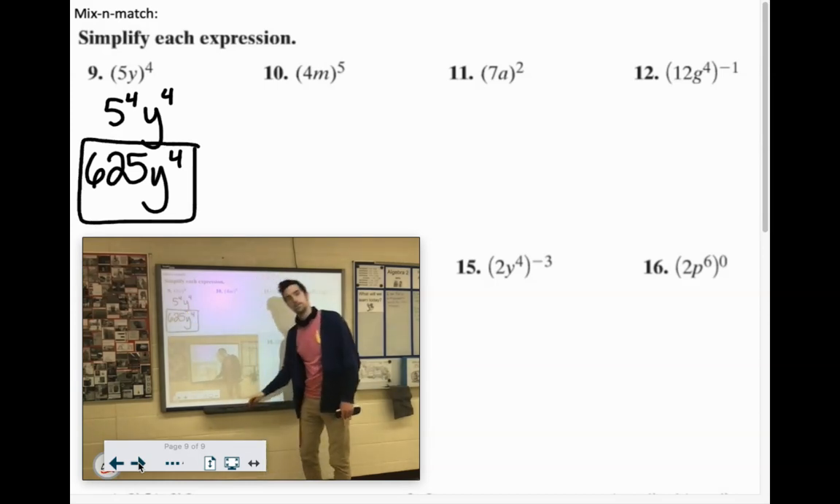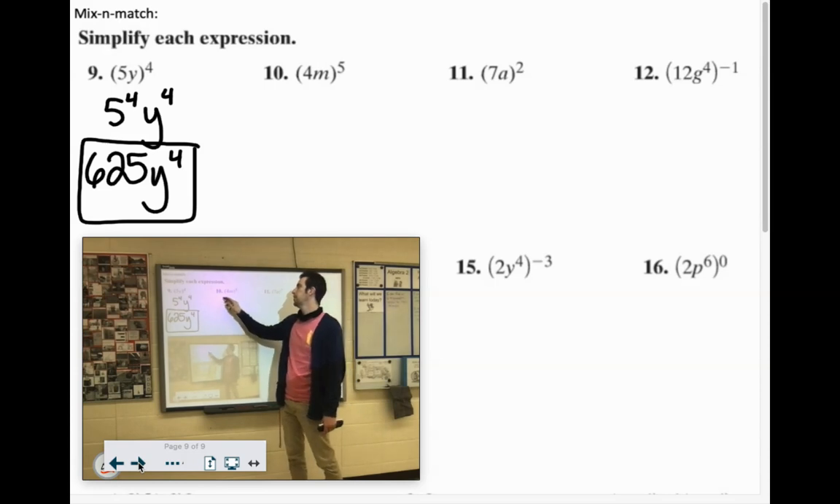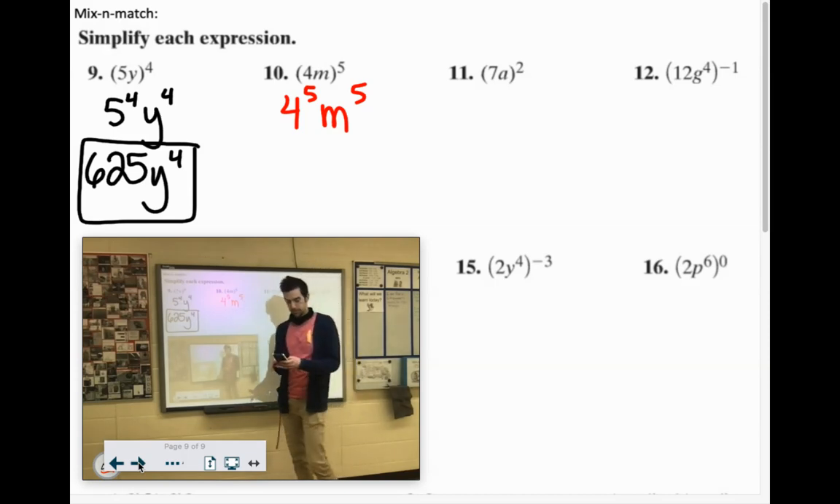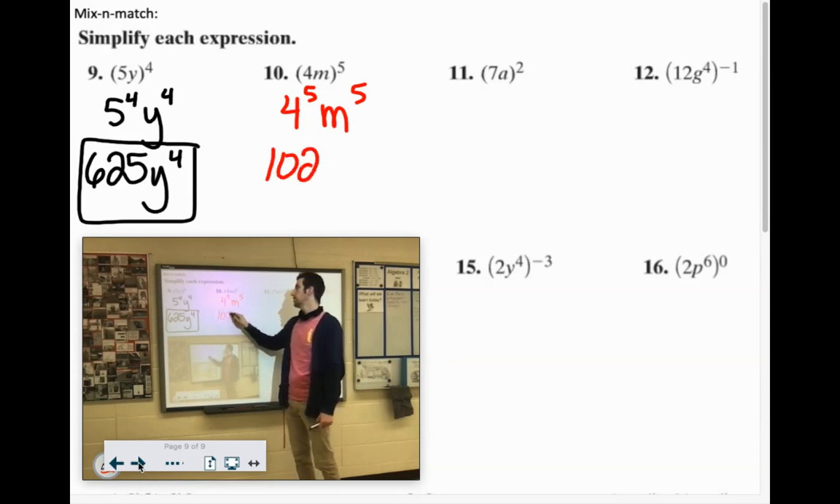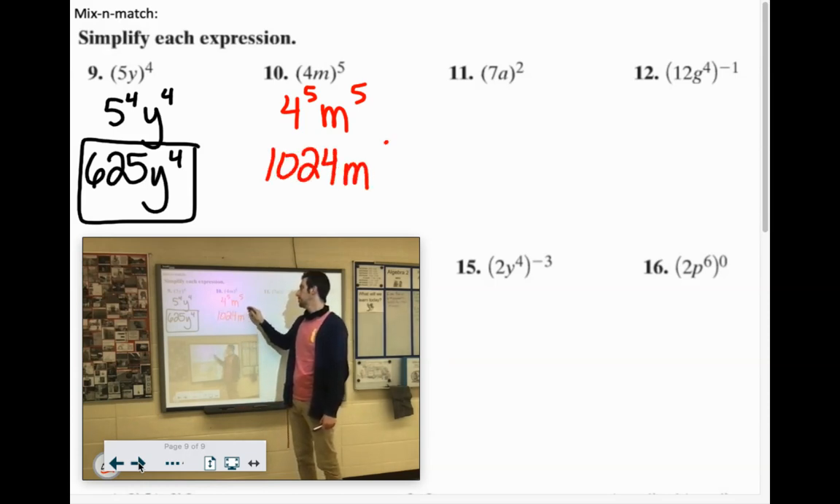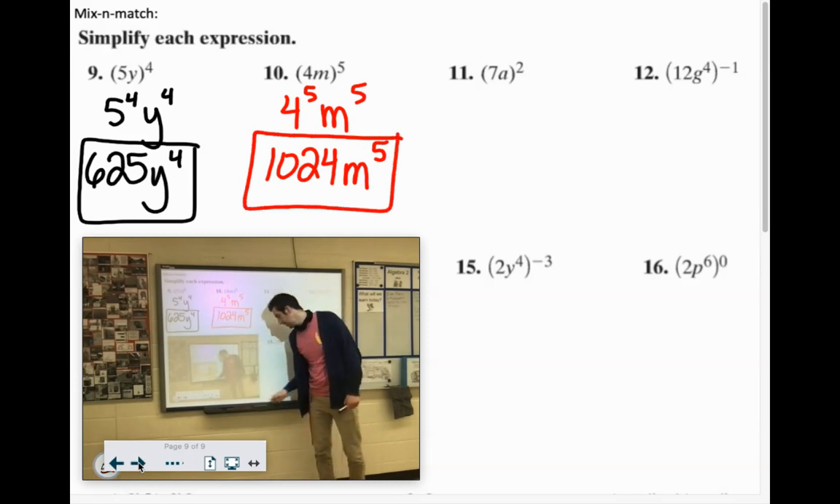All right, the 4m to the 5th, we got to give that 5th power to everything. So 4 to the 5th, m to the 5th. I don't know what 4 to the 5th is. So let's see. 4 squared is 16, times 4 is 64, times 4, 256, times 4, 1,024, m to the 5th. Sweet.